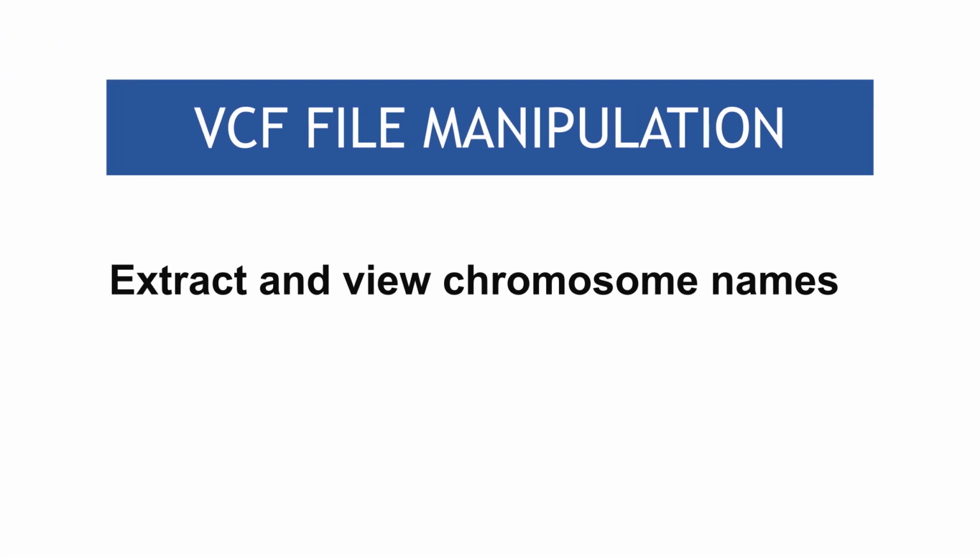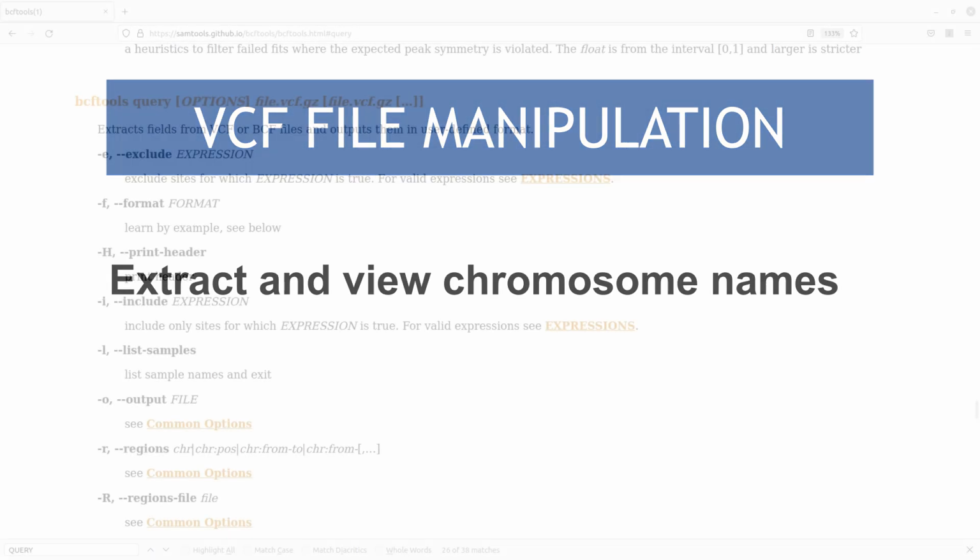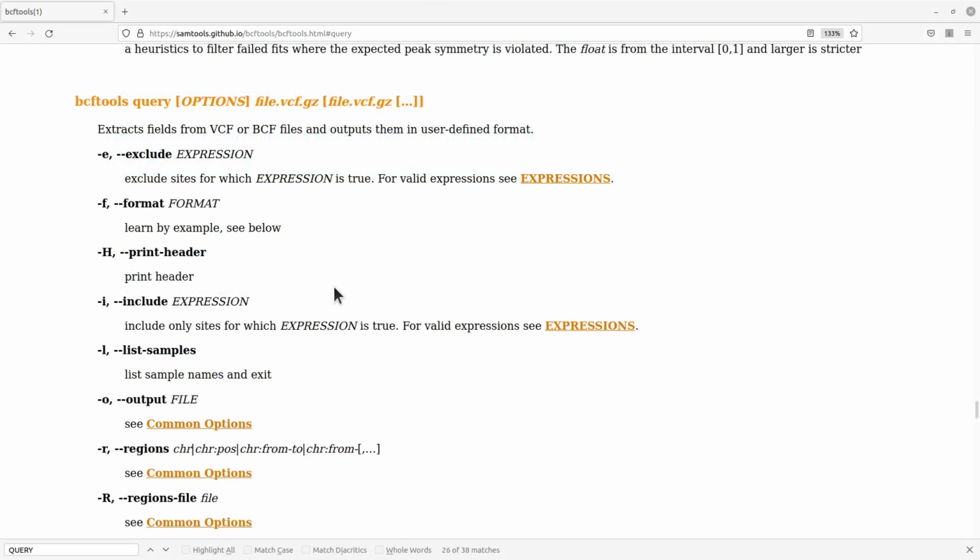In this tutorial, I am going to show you how you can extract and view chromosome names in a VCF file using bcftools. To help us do this, we'll use the bcftools query command. And this is the page where you can read more about bcftools. I will leave the link to this page in the description box.